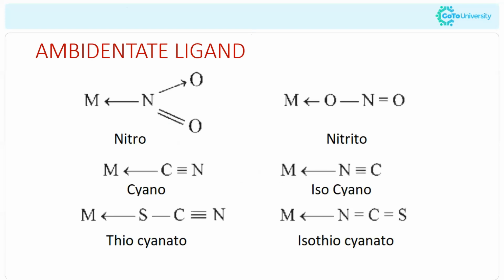And the ambidentate ligand, as we discussed before, see the nitro group. This nitro group can connect to the metal atom either using the nitrogen or using the oxygen. Similarly, the cyano group. The cyano group means that is CN group. So they can use either carbon or nitrogen.